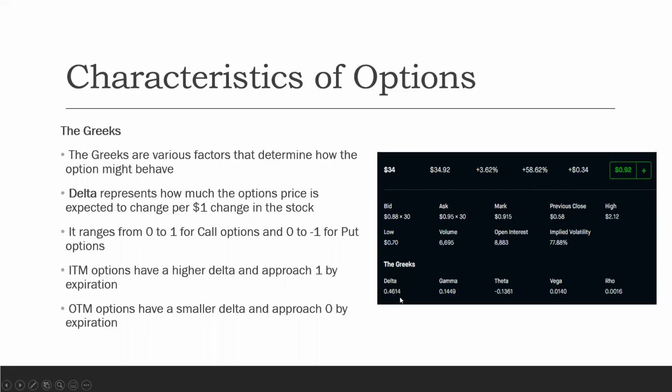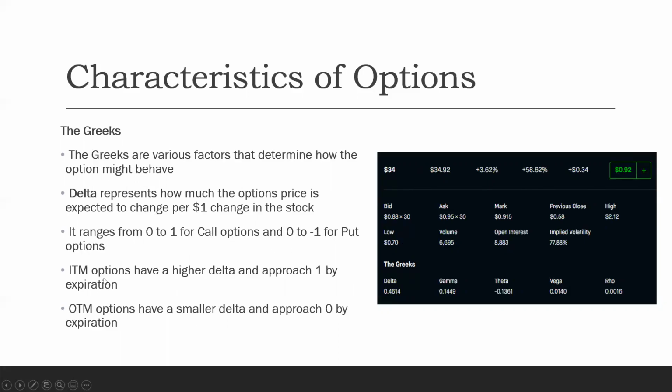So the first Greek here is called delta. Delta represents how much the option's price is expected to change per $1 change in the stock. Okay, now if the stock price goes from $34 to $35, then your option price would change from 0.92 to 0.92 plus 0.4614. Okay, and this is all between now and expiration date. Now, deltas range from 0 to 1 for call options and 0 to -1 for put options.